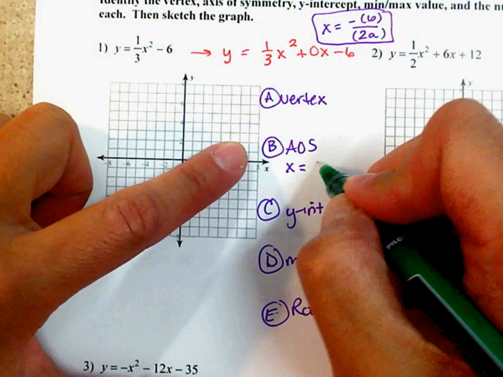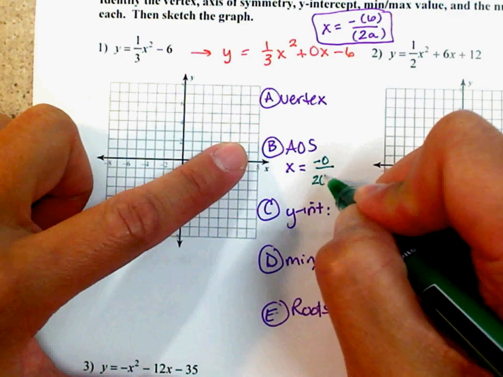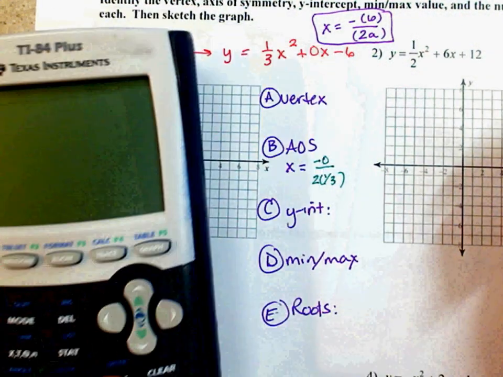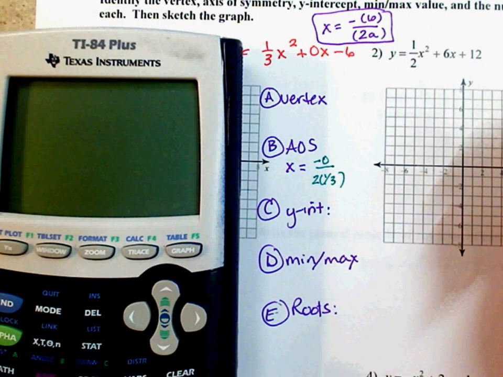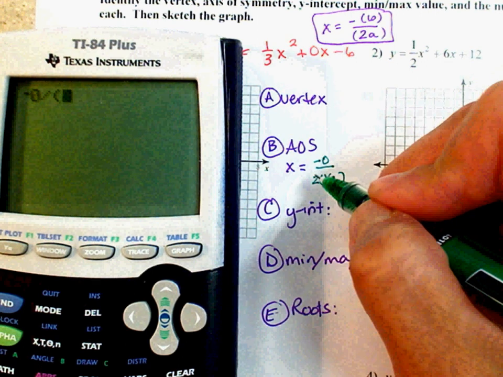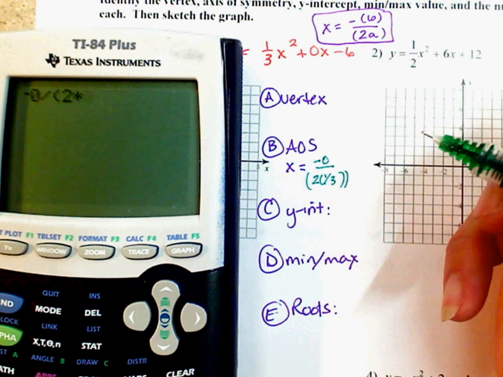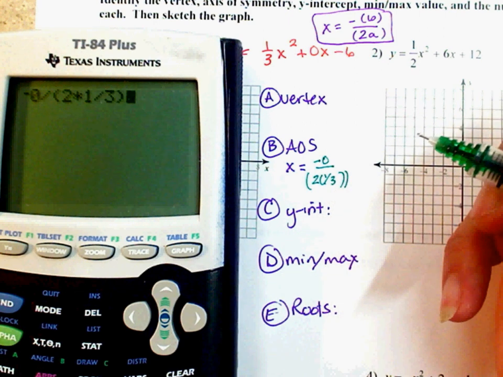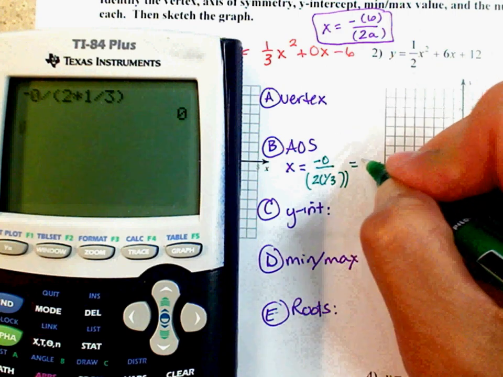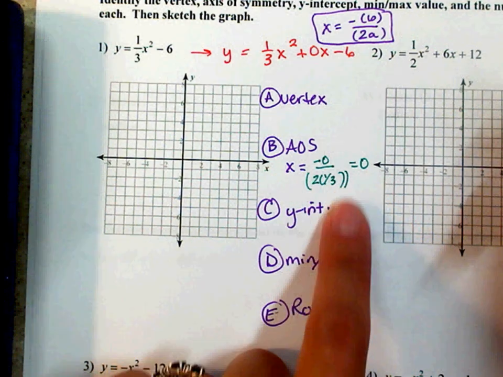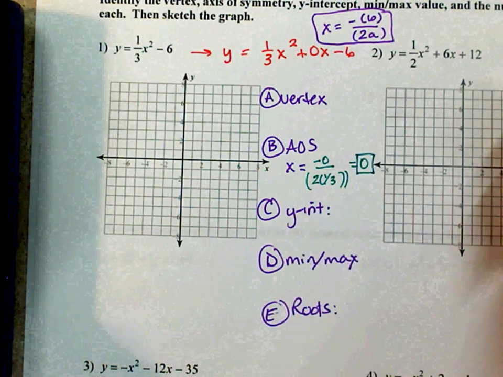So the formula is negative b over 2 times a, just like that. So I'm going to type this into my calculator. Let me show you how to type it in. Let me clear that. So you go negative 0 divide. Go ahead and put parentheses around the bottom. And just like this. And then you go 2, hit multiply, 1 divided by 3 in parentheses. That comes out to be 0. That's going to be very important for you, okay? So your axis of symmetry is 0.